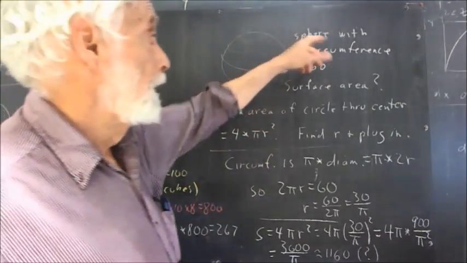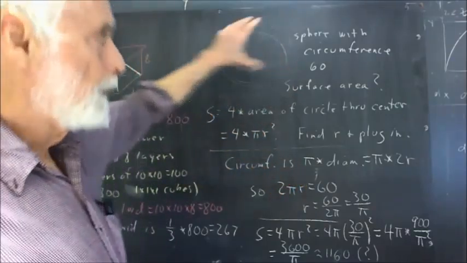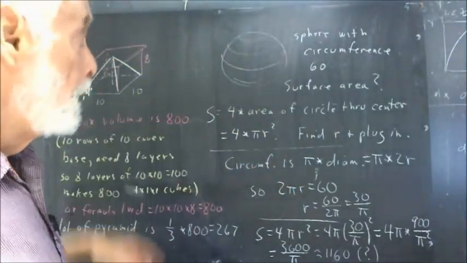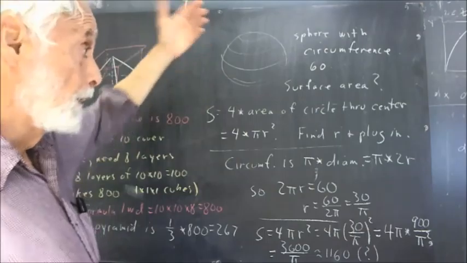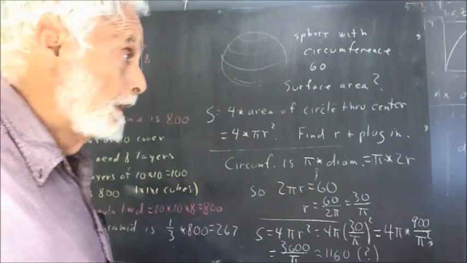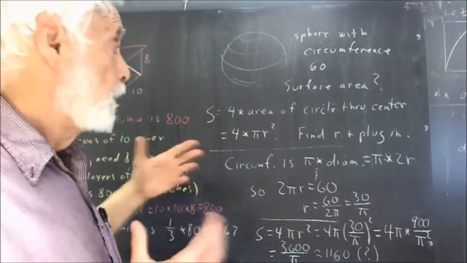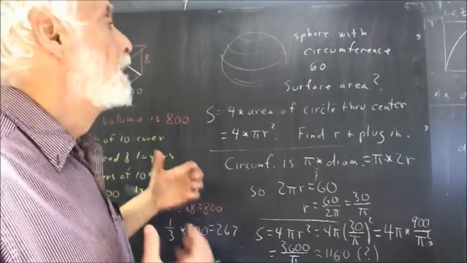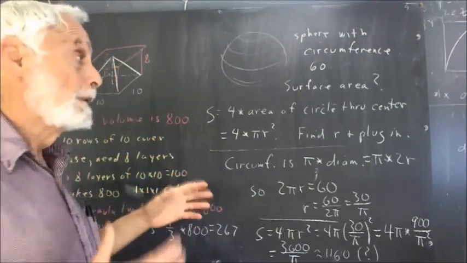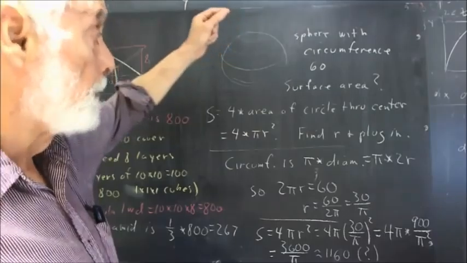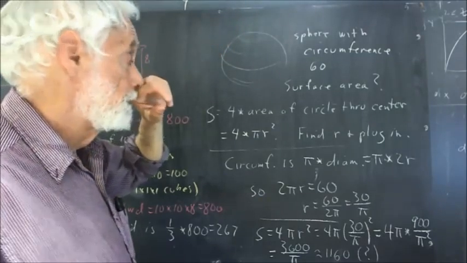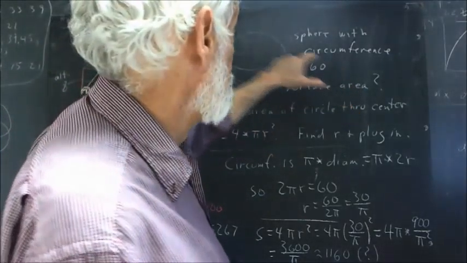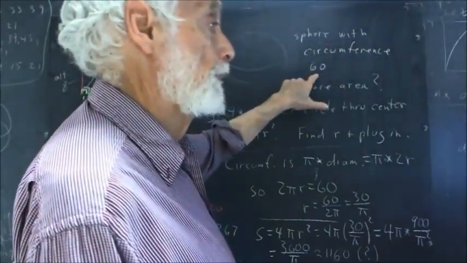So that's something you can reason out from very basic principles. On the other hand, a sphere, you can't reason out why the volume of a sphere is 4/3 pi r cubed or why the surface area is 4 pi r squared. That's beyond what you can be expected to do. You just can't reasonably be expected to be able to do that. Okay, so the question is, what's the surface area, though, of this sphere if its circumference is 60?